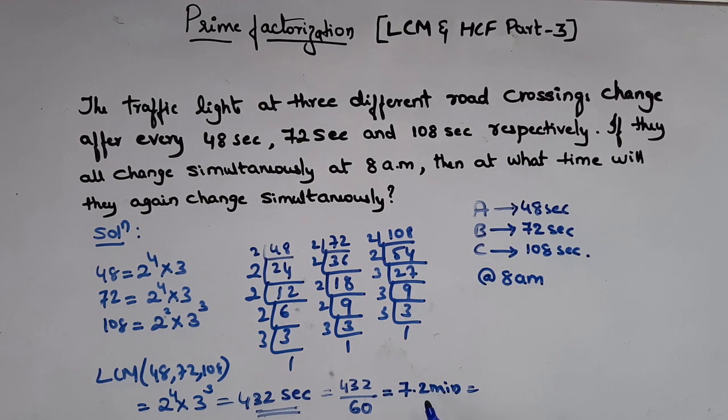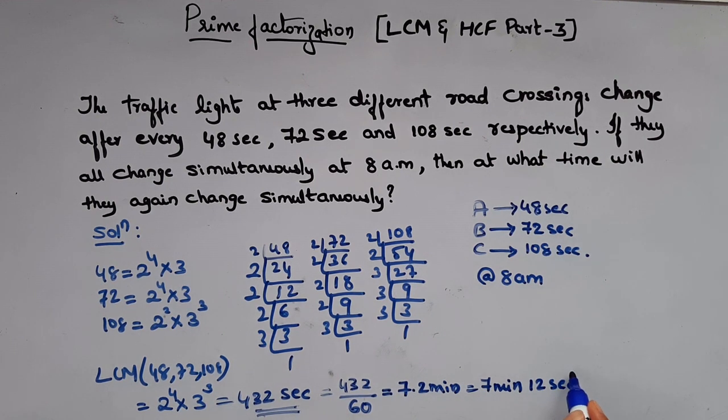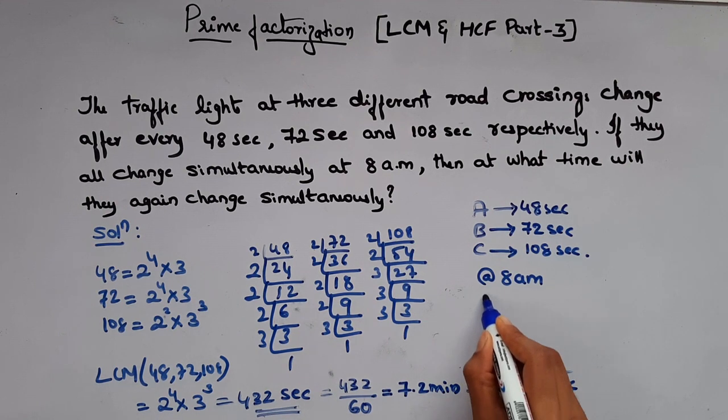So now we will convert this 0.2 minute to seconds. That is 7 minutes. 0.2 minute is nothing but 12 seconds. If you multiply 0.2 into 60, it will give you the value in terms of seconds. So you will get 12 seconds. So let me write the final answer here.